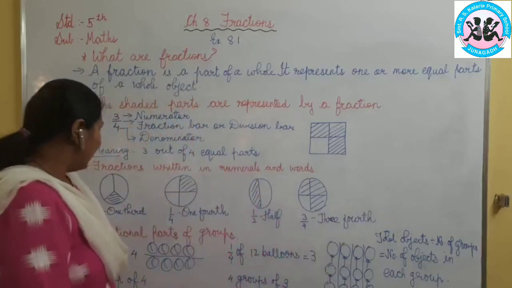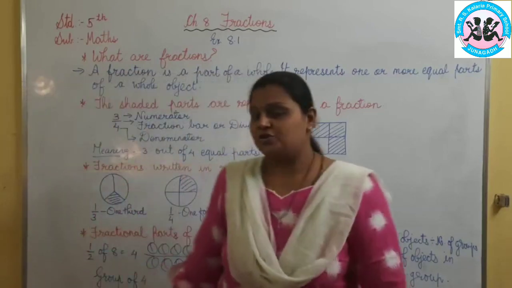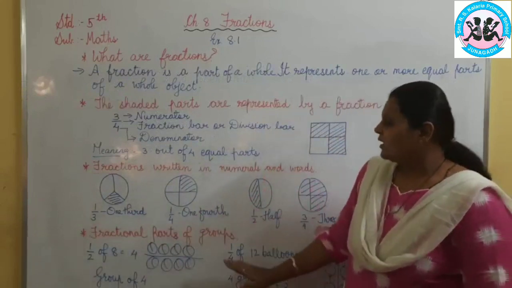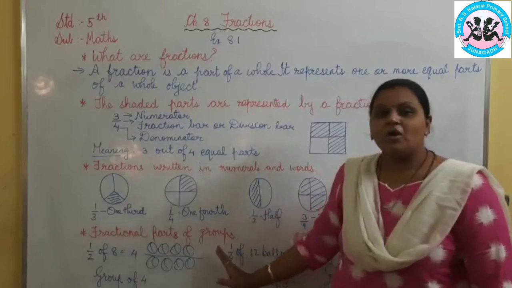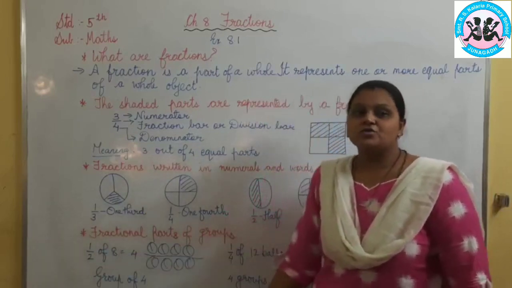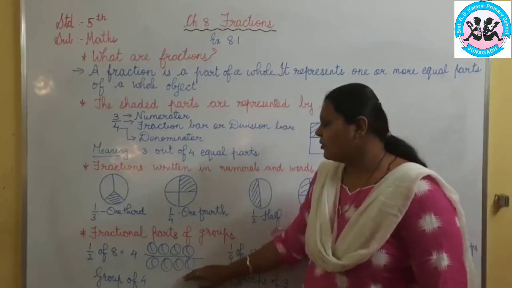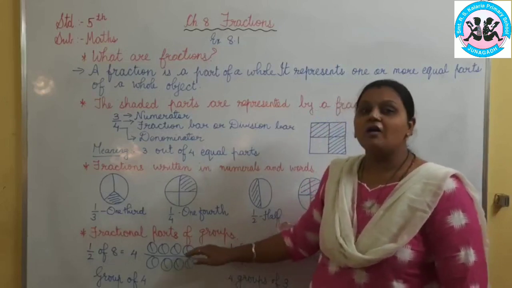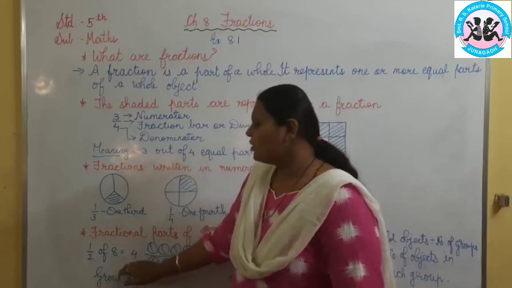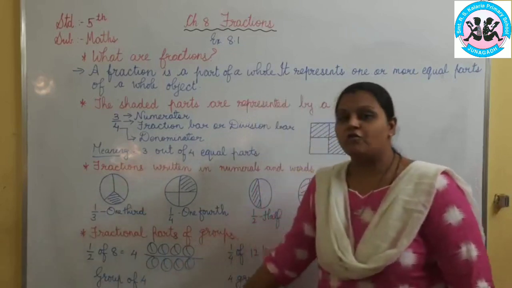Now, not only in single but in groups also we can write a fraction. How? Let us see. Fractional parts of groups. Here, a group of 8 balls are given. Now, half of 8. How we come to know what is half of 8? So, this 8 balls we can divide into equal parts, into half parts. So, each group contains 4 balls in that. So we can say group of 4.